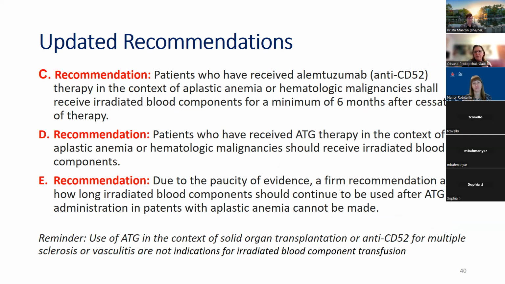So we've said that patients who've received ATG for aplastic anemia or hematologic malignancies should receive irradiated blood components, but because there really is a paucity of evidence and because of how suppressive ATG is to T cells, we could not make a recommendation with regards to the duration for irradiated blood use in patients with aplastic anemia. To translate that, what functionally I think that's going to mean in most labs is patients with aplastic anemia who got ATG will likely then get it for life, but ultimately that will be up to local policy to determine based on the fact that the NAC couldn't make a firm recommendation.